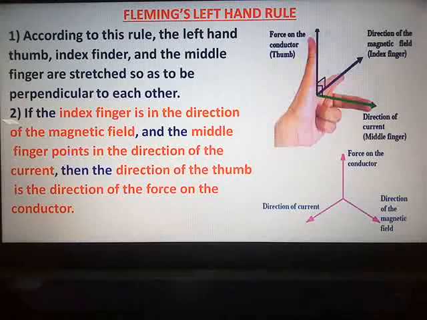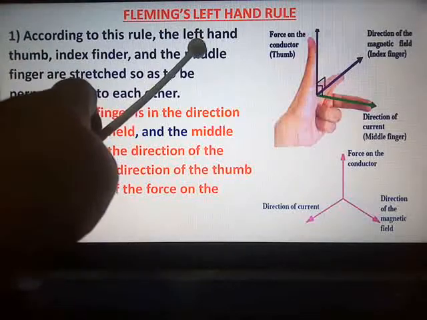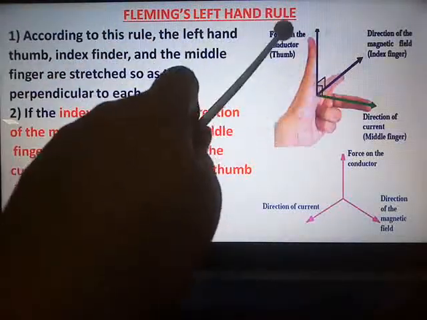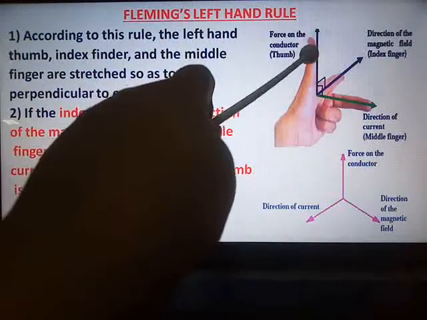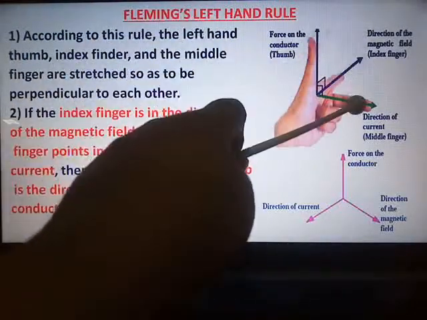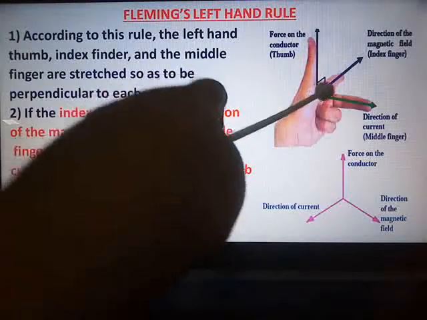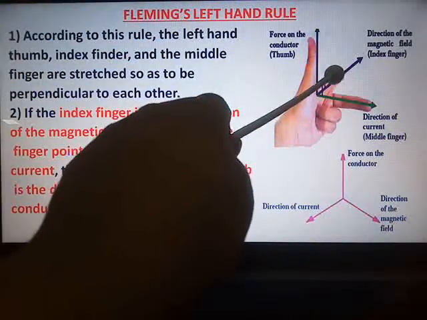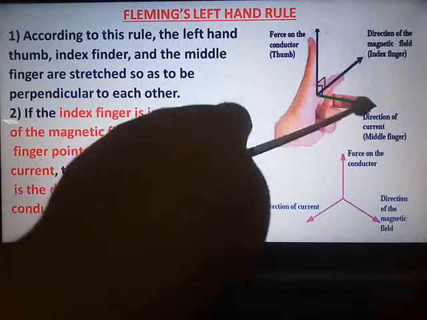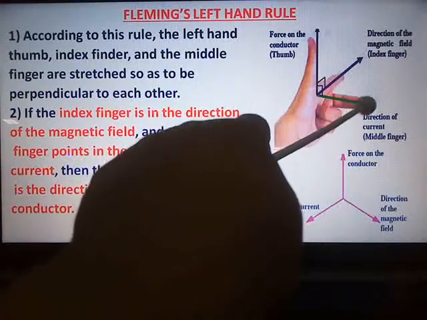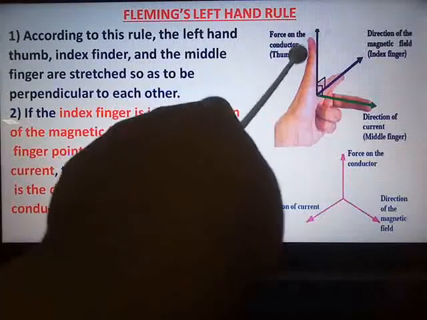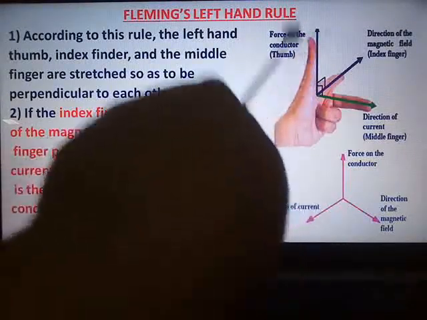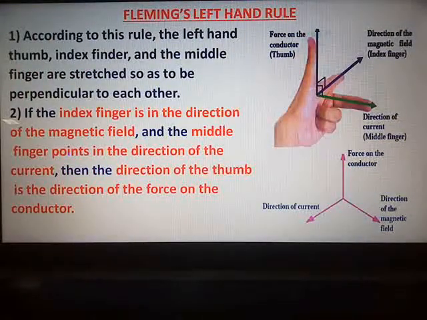Ahead, you also have one more rule, Fleming's right hand rule. Here please do not forget to mention the left hand. What does this rule state? Once again I will tell you, stretch the thumb, the index finger and the middle finger of your left hand mutually perpendicular to each other. If the index finger shows the direction of magnetic field and the middle finger shows the direction of current, then the thumb is the direction of the force exerted on the conductor.